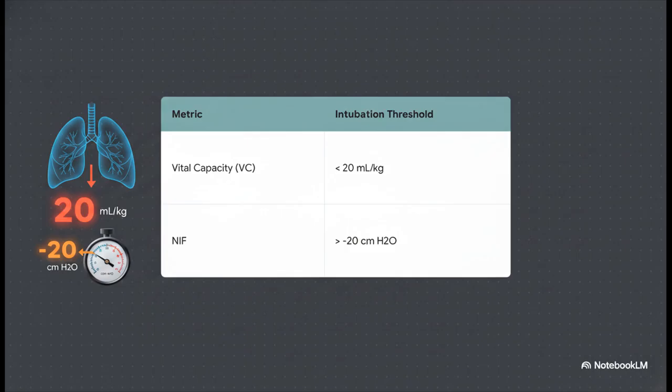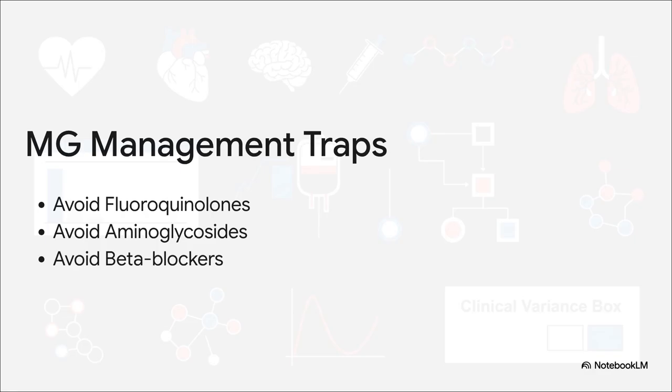A NIF of negative 15 is mathematically greater, meaning it's closer to 0 than negative 20. That indicates profound inspiratory muscle weakness. Our patient's NIF crosses this exact threshold, which triggers the immediate intubation protocol. Option B is the only viable step. Let's rule out the high-noise distractors. Certain medications directly impair the neuromuscular junction and will actively precipitate or worsen a myasthenic crisis. You must aggressively avoid fluoroquinolones, aminoglycosides, and beta blockers in these patients. If you administer a fluoroquinolone, like in option E, you are actively accelerating the respiratory collapse.